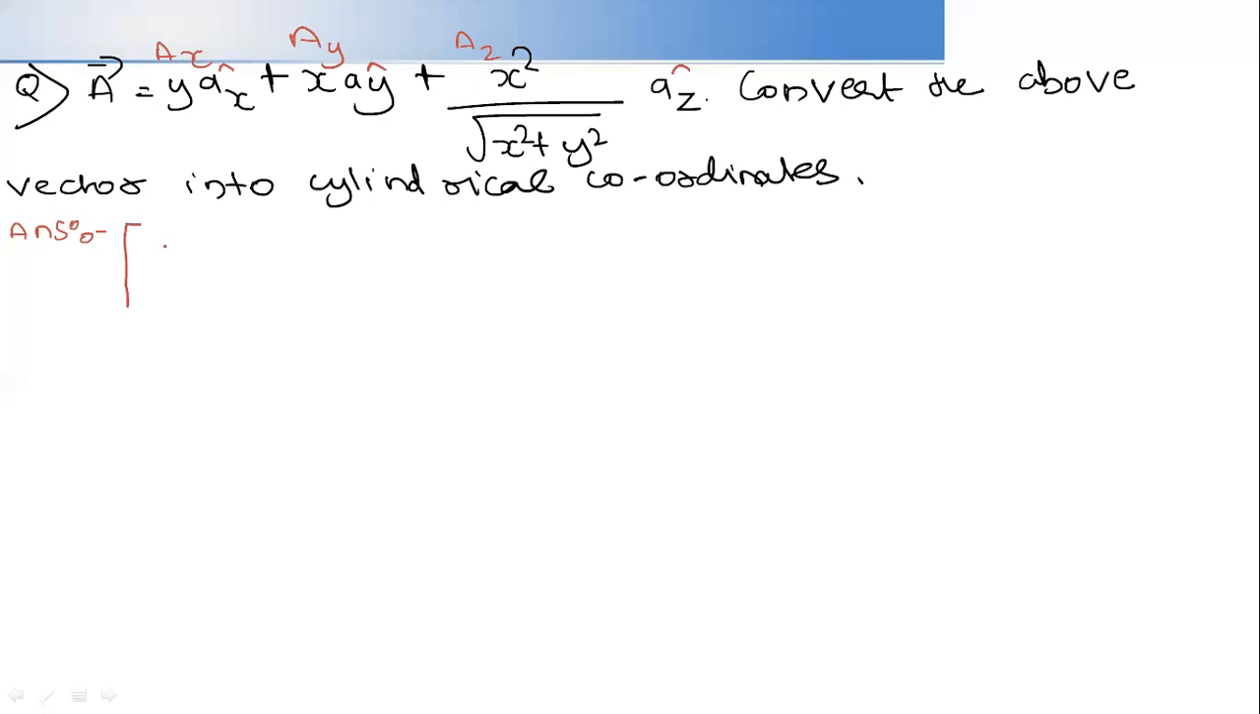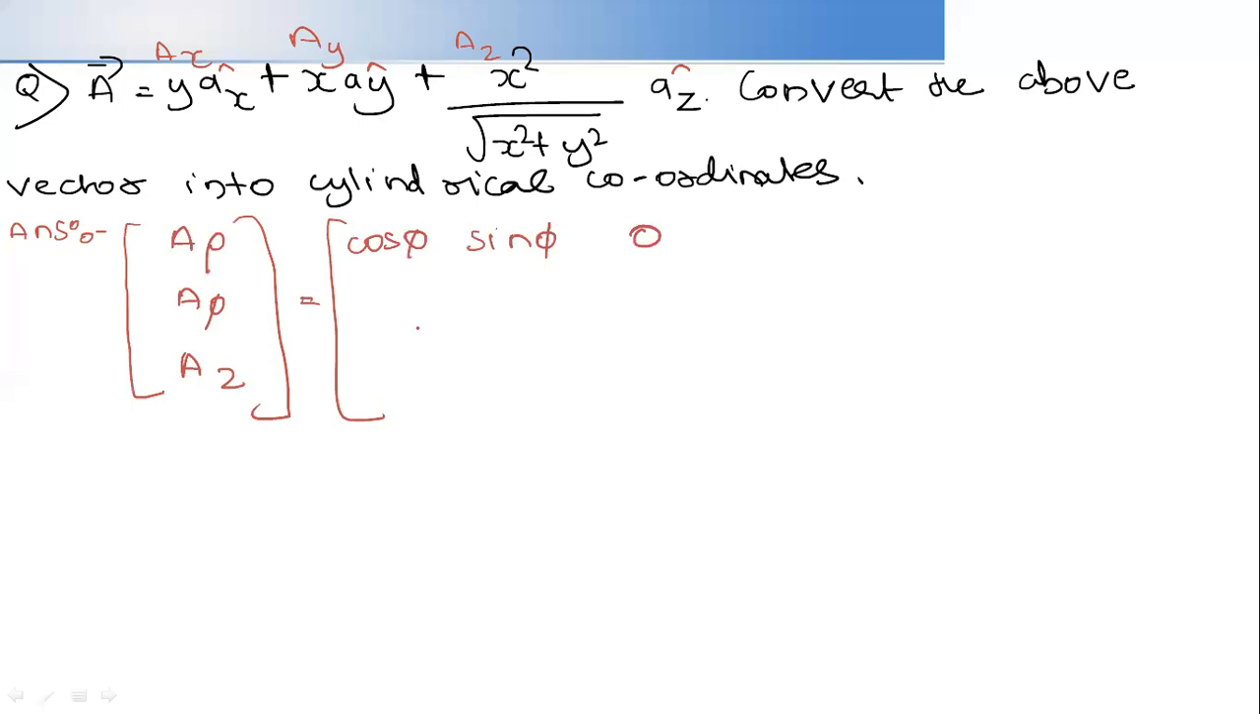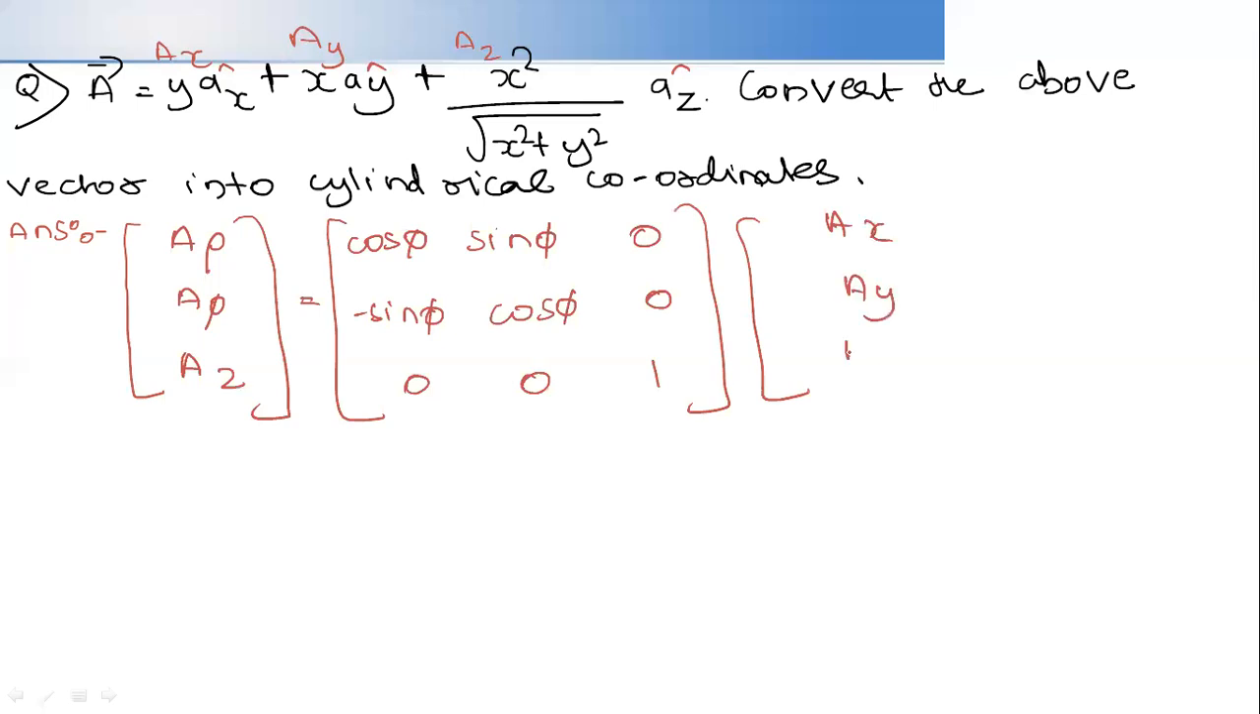So the formula will be a rho, a phi, az, the formula we derived last time, is equal to the matrix with cos phi, sin phi, 0 in the first row, and the last row 0 0 1, into ax ay az. It's better you don't learn it by heart, but it's all up to you, whether by hearting or understanding and writing. Where did this formula come from, any doubt? Do you have any doubt? No, sir. Okay, now we will do the matrix multiplication.